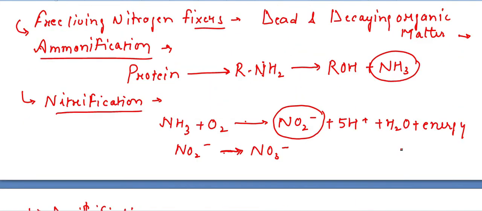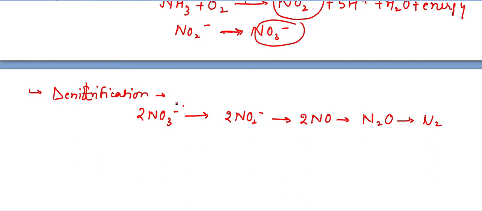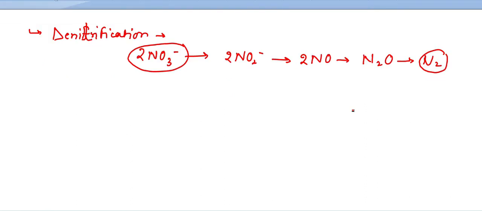Again, ammonification, where the protein is converted into ammonia. Nitrification, where the ammonia is converted into nitrate. First the nitrite is formed, then the nitrate is formed. And denitrification, where the nitrates get converted into simpler nitrogenous compounds and nitrogen. And the bacteria are also different here. Now let us discuss the nitrate assimilation in plants. This is the point of concern here.